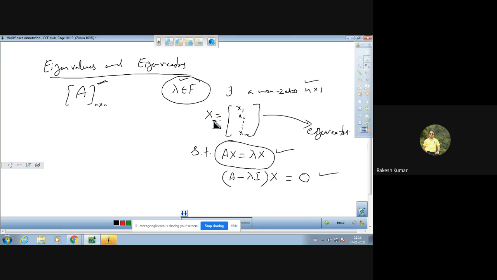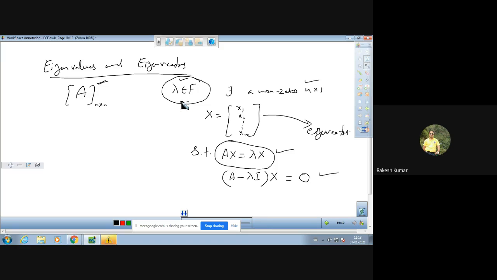अगर कोई X मैट्रिक्स इस इक्वेशन को सेटिस्फाई करता है तो हम कहेंगे कि X is the eigenvector of the square matrix A corresponding to the eigenvalue lambda. So this is the meaning of eigenvalue and eigenvector.